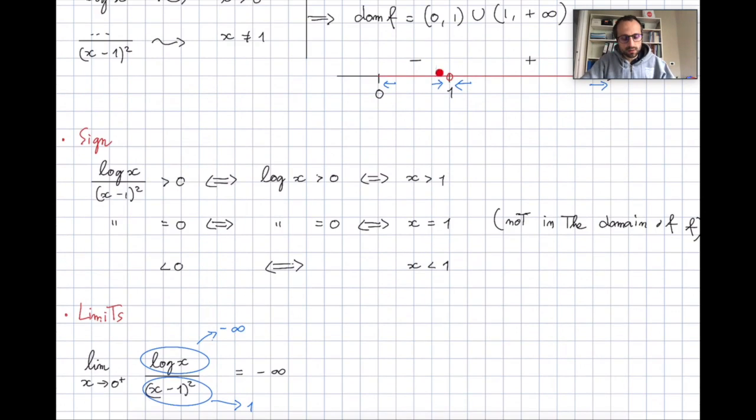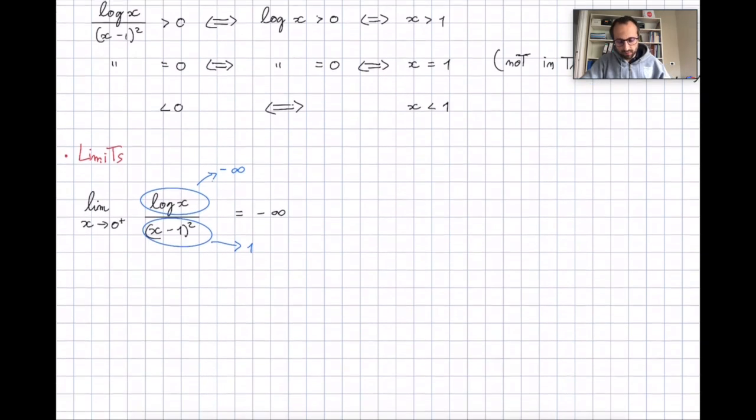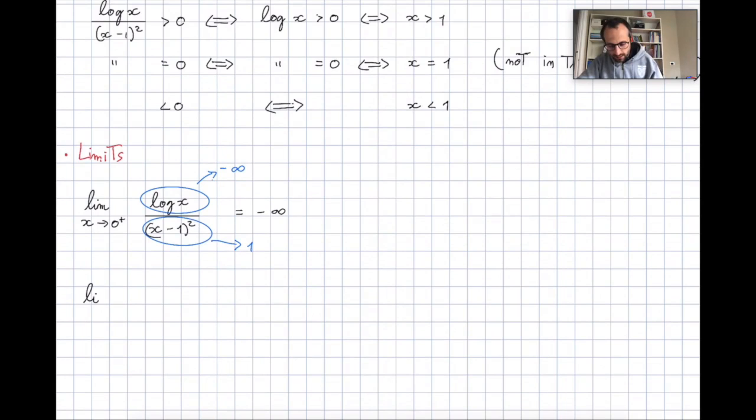Now let's focus on this case, so the limit to 1 from the left. So let's calculate the limit as x goes to 1 from the left of log x over (x minus 1) squared. Let's do as before. Let's consider the numerator and denominator one after the other. So what about log x? As x goes to 1, this goes to 0. And the denominator is actually the same. So they both go to 0. So we cannot conclude from here. We have to keep going.